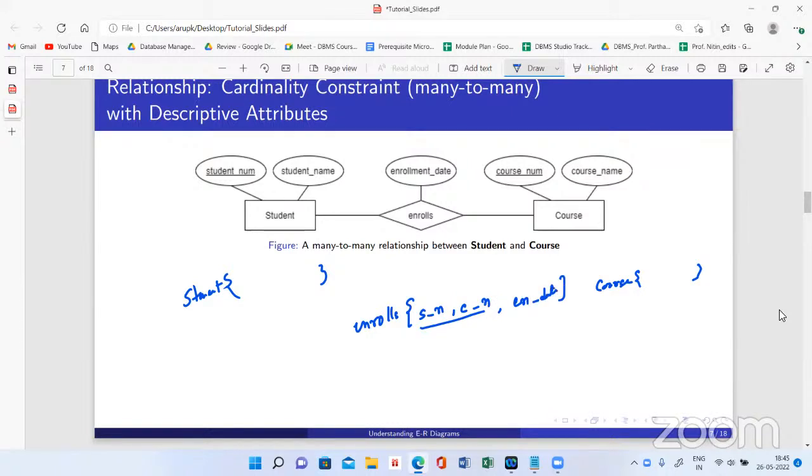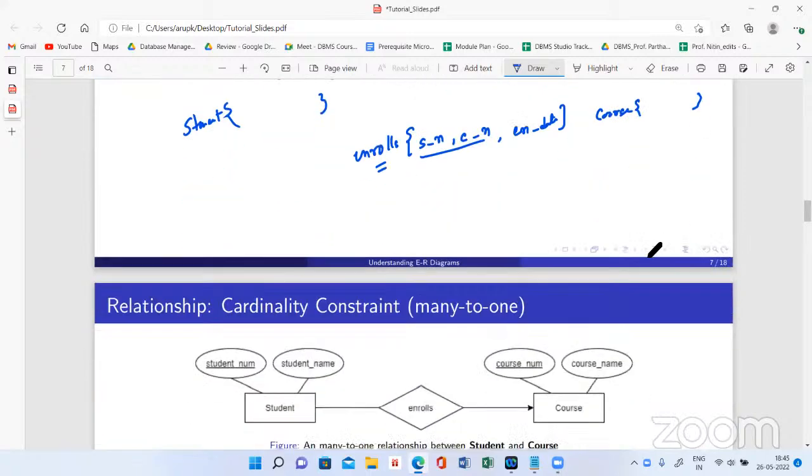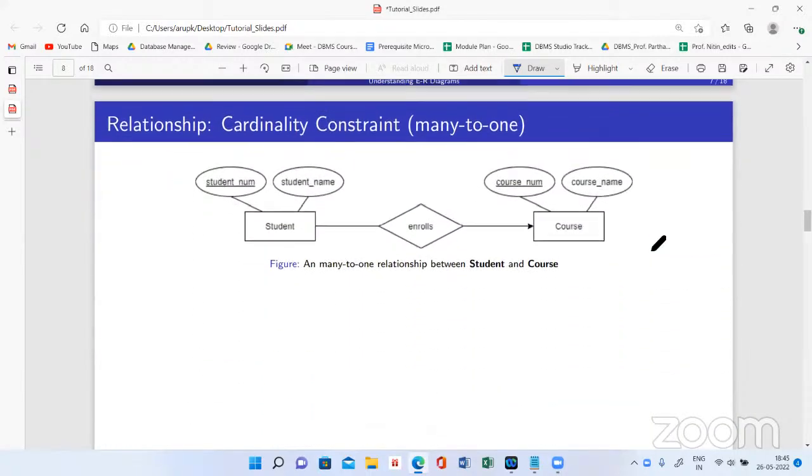So this attribute, which belongs to the relationship set, becomes a part of the table which belongs to the relationship set, right? It's simple. Everybody getting it? Any difficulty? Only an additional attribute has been added in this, right? Please let me know if you are facing any difficulty.